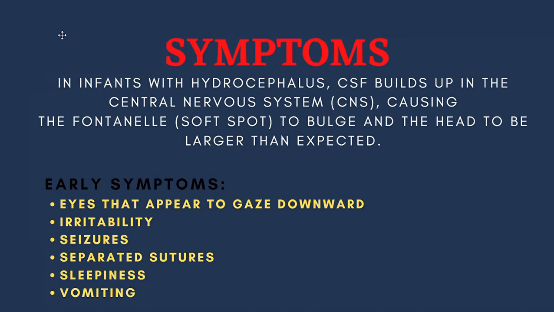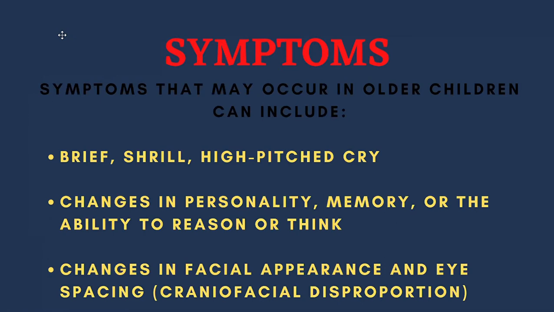Symptoms. In infants with hydrocephalus, CSF builds up in the central nervous system, causing the fontanelle or soft spot to bulge and the head to be larger than expected. Early symptoms: eyes that appear to gaze downward, irritability, seizures, separated sutures, sleepiness, and vomiting. Symptoms that may occur in older children can include a brief, shrill, high-pitched cry, changes in personality, memory, or the ability to reason or think, changes in facial appearance and eye spacing, or craniofacial disproportion.